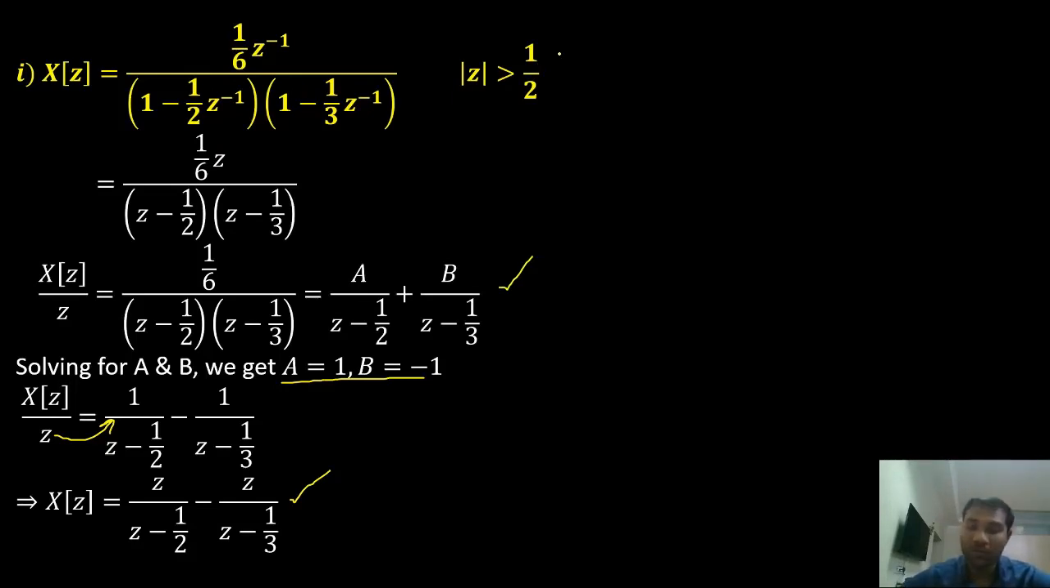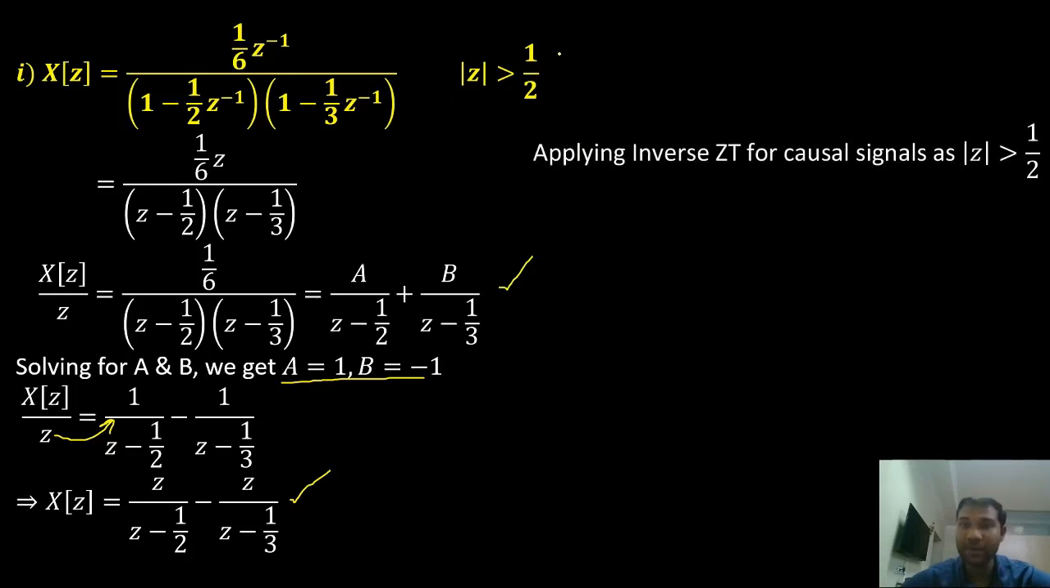So what do we know from the standard z transform pairs? We know from this ROC that is given in the question that we are going to look for causal signals, right? Greater than symbol is there. Mod z is greater than some value. That means we are going to look for causal signals.